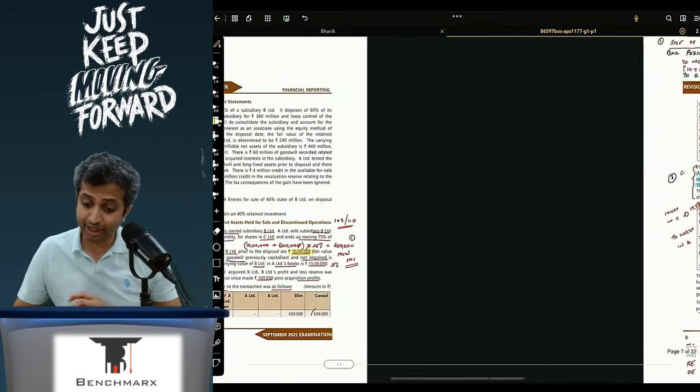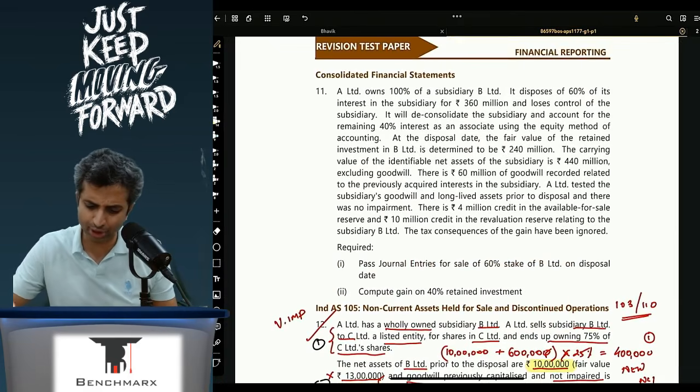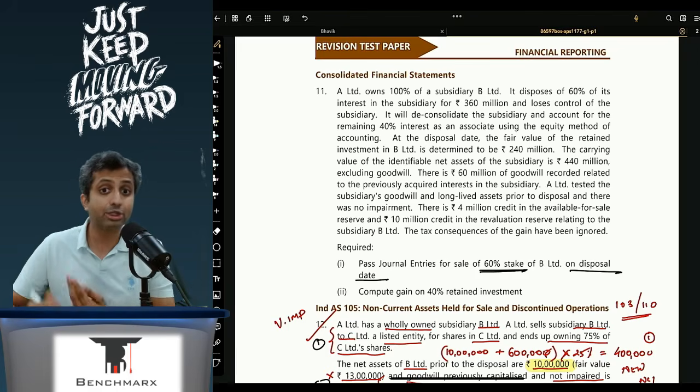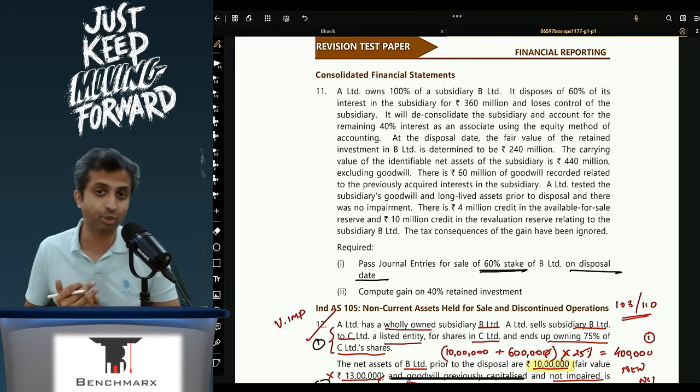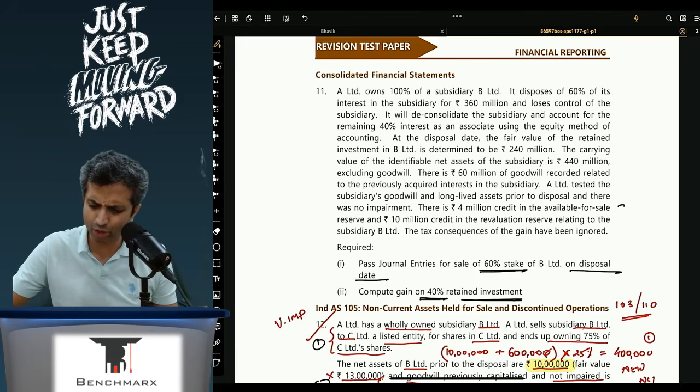A similar question they have asked you is question number 11. Question number 11 is also a stake sale question. Pass journal entries for sale of 60% stake on disposal. As I said, the Institute has done a lot of stake sale questions, so you better do that properly. Compute the gain on the 40% retained investment.